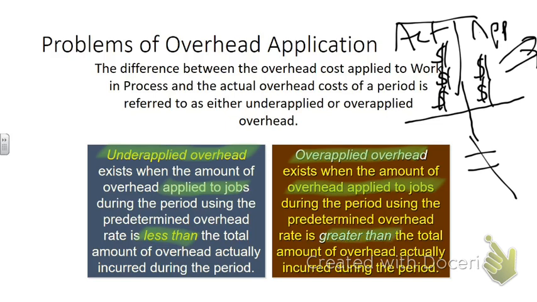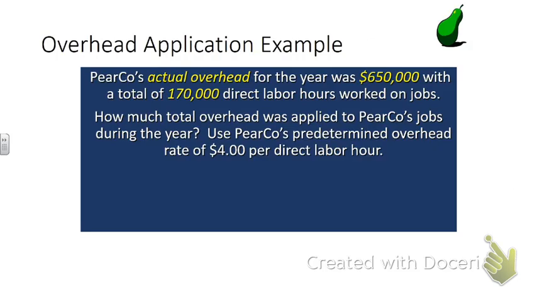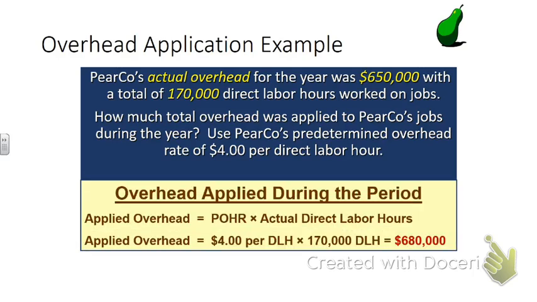So what's going to happen is in one situation, the inequality is going to be that way, in the other case, it's going to be that way. And the question is, okay, now what do I do? So notice, their actual overhead for the year was $650 with a total of 170,000 direct labor hours worked. How much total overhead was applied for the year if they used $4 an hour? All we have to do is take the $4 an hour times 170,000 hours and we get $680.